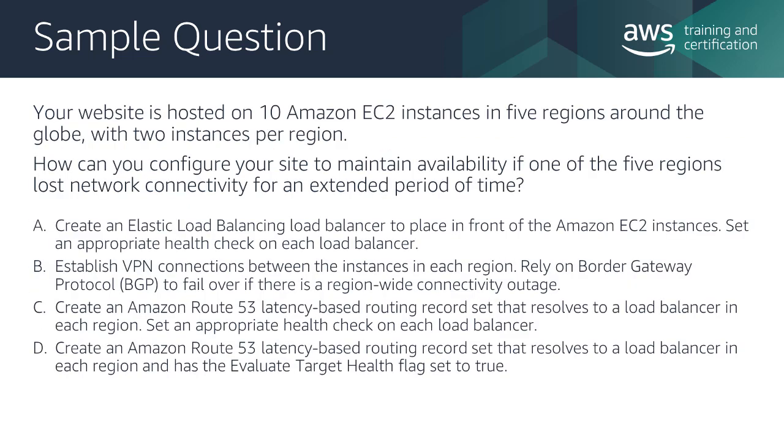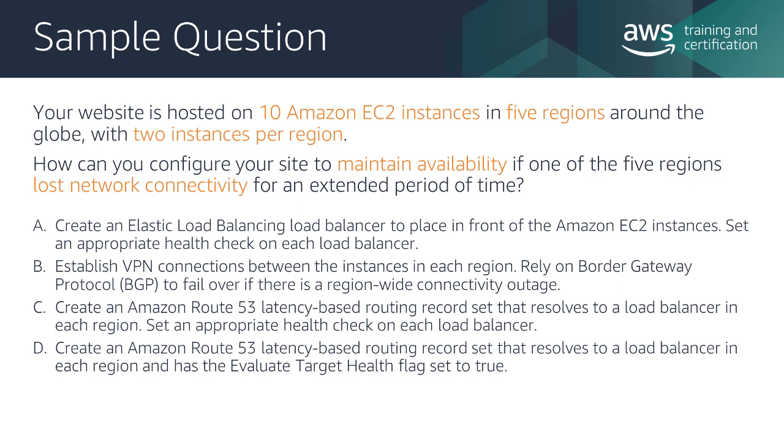Now, this question. Take a look at it. Tell me what you see. For me, what I see is some key elements. Your website is hosted on 10 Amazon EC2 instances across 5 regions, globally distributed, 2 instances per region. We want to know how you can configure your site to maintain availability if one of the 5 regions loses network connectivity for an extended period of time.